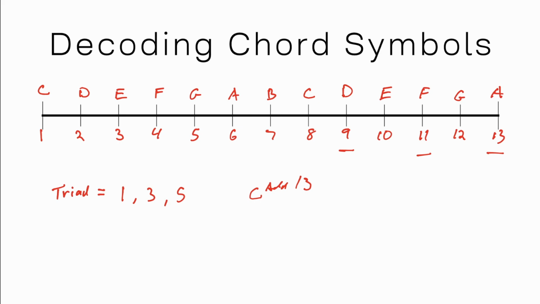Now, this is a little bit different if we really want to be particular here. This is a little bit different than, say, a C6 chord. C6 would be adding the A as well, but that would be 1, 3, 5, and 6. A C add 13 would be 1, 3, 5, and then a big gap to 13, because add is telling us to bypass the 7th degree. But for all practical playing purposes, those chords are the same.